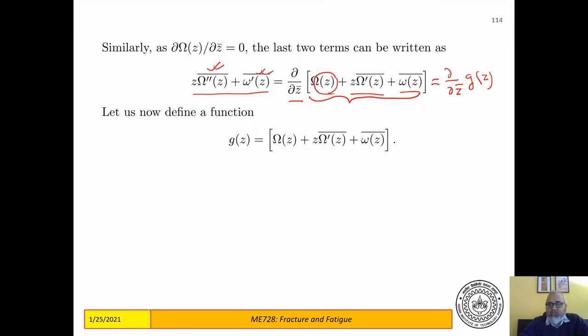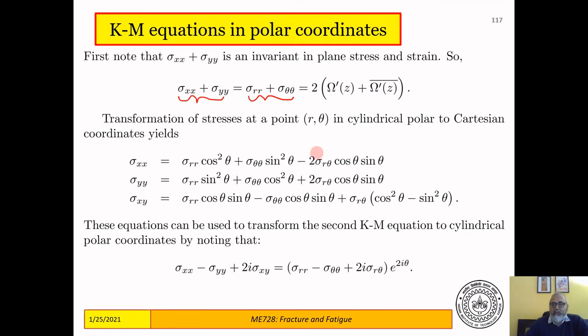The trace is an invariant, so sigma RR plus sigma theta theta would also follow the same equation, right? Now you can transform sigma RR, sigma theta theta, R theta to sigma xx, yy, xy in this manner. You must have learned stress transformation, and you can easily do it and see that this is indeed true. And then we can write down the second Km equation, which is sigma xx minus yy plus 2ixy, just by replacing these terms. So you get the same combination, sigma RR minus sigma theta theta plus 2i sigma R theta, except that you get this extra e to the power 2i theta.